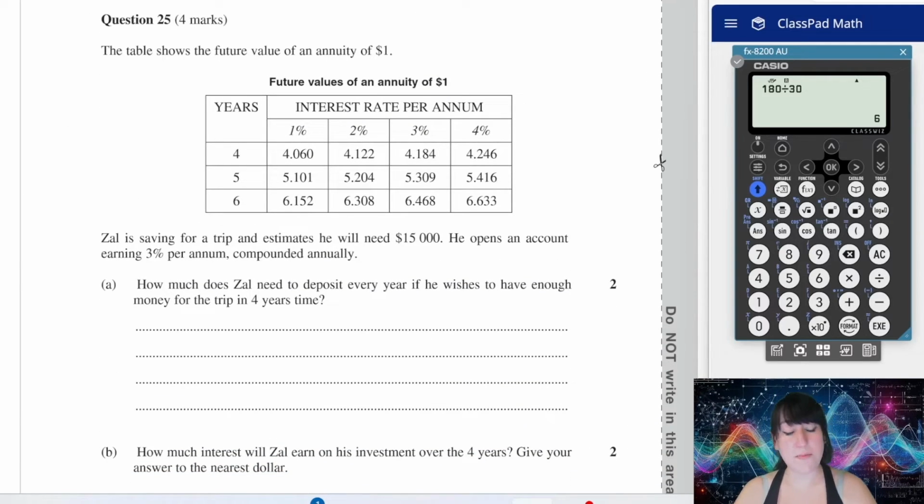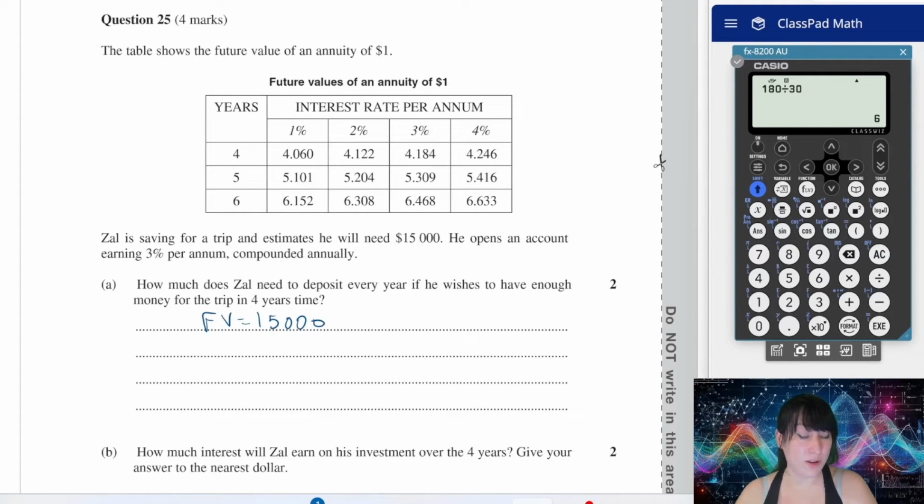Question 25. The table shows the future value of an annuity of $1. So we have a future value table. Zal is saving for a trip and estimates he will need $15,000. He opens an account earning 3% per annum compounded annually. How much does Zal need to deposit every year if he wishes to have enough money for the trip in 4 years' time? We're being given the future value, $15,000.